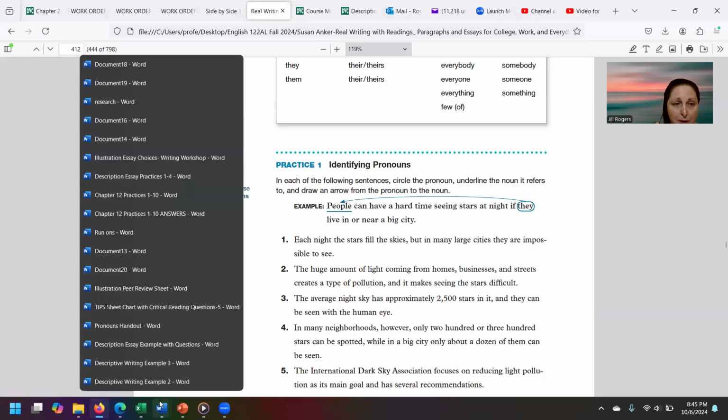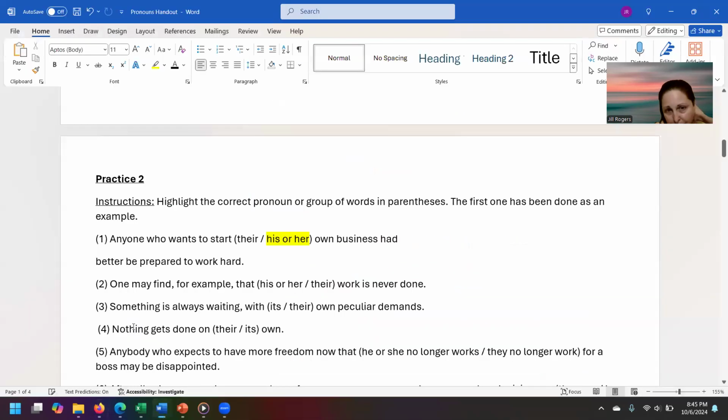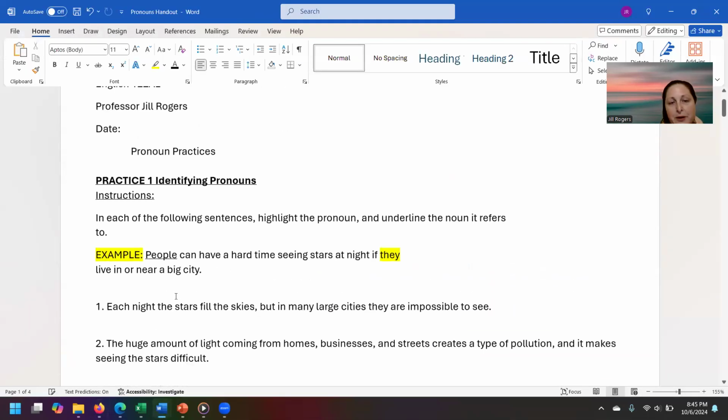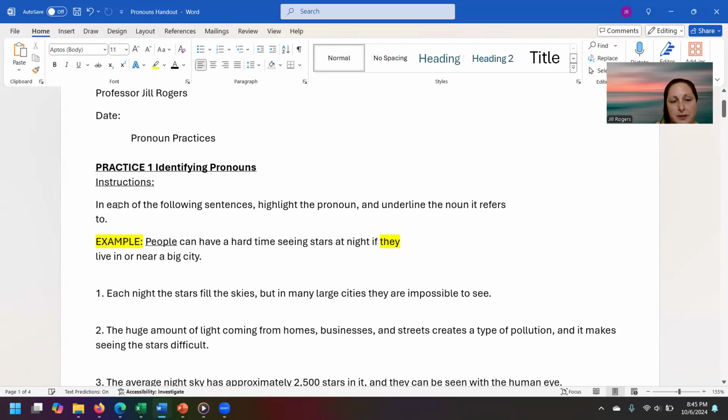Okay, now I will go to the handout, the pronouns handout. So we're on practice one here. It says the same thing, but in this case, the directions are a little bit different. I did like the example in the book just for clarity, but let's see how I did it here on the paper. In each of the following sentences, highlight the pronoun and underline the noun it refers to. So here you see I highlighted the pronoun they and underlined the word it referred to, which was people.